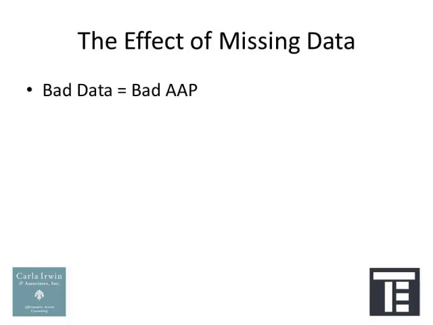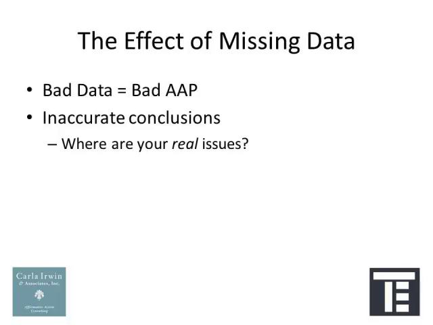And the first thing is, if you have missing data or if you have bad data, you're going to have a bad AAP. And as I said last week, the statistics are only as good as the data that generates them. So if you have incorrect data, if you have missing data, that problem can make you think that you have a potential issue that's not really there.